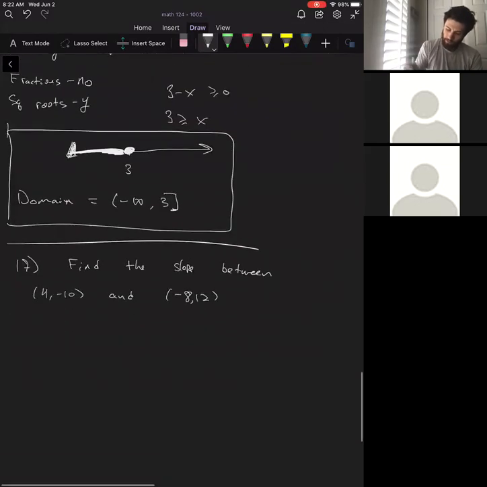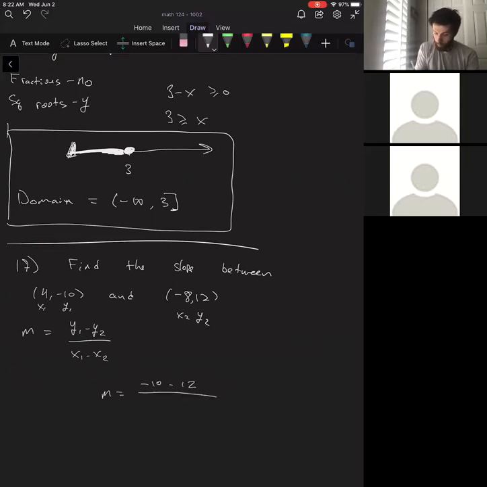So the slope formula, remember we use the letter m, so m usually means slope. So m is going to be, you subtract the y's, y1 minus y2, and then you subtract the x's, x1 minus x2. So we have to label our points. Let's label this one x1, y1. Let's label this one x2, y2. So in our problem, for our slope, subtract the y values, we're going to get -10 minus 12. So that's y1 minus y2.